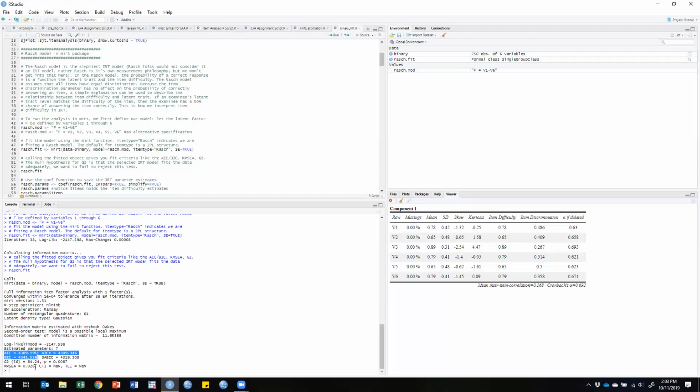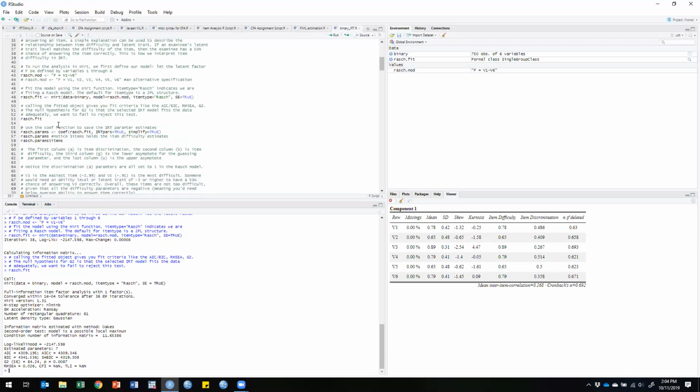We get the root mean square error of approximation again, which we interpret similarly to other RMSEAs. So, less than 0.05 is pretty good. This G2 is kind of like a chi-square test of model fit, where the null hypothesis here would be that the IRT model fits the data. So this would be one of those tests where we'd want to fail to reject the null hypothesis. And since we reject it, it's probably saying that maybe these data aren't a great fit to the Rasch model.